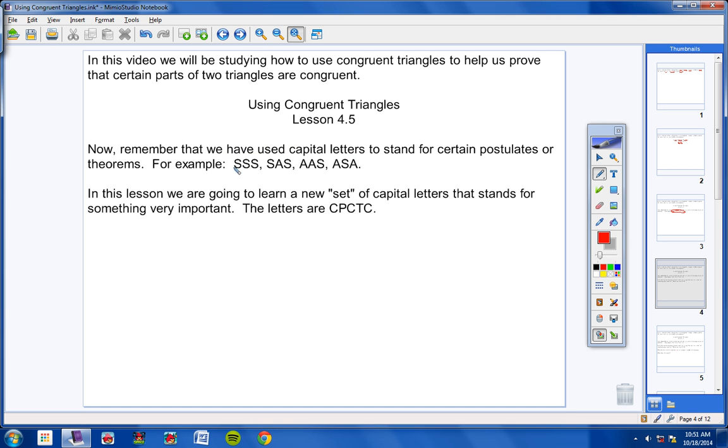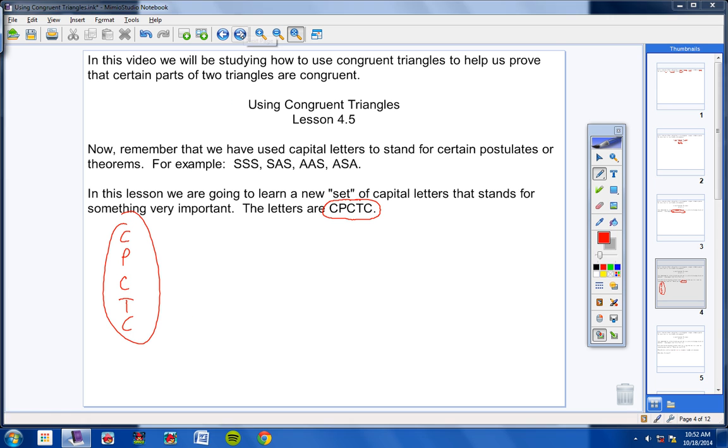And having said that, we are going to learn now a new set of capital letters that stands for something very important. And the letters are CPCTC. Now go ahead and write that in your notes off to the side. You might want to write them like this, because it's an acronym, and I'm going to show you what each letter stands for in just a second, okay? So in this lesson, we're going to learn to use a new set of capital letters, and they stand for something very important. And once again, the letters are CPCTC, okay? And I would write this in your notes.